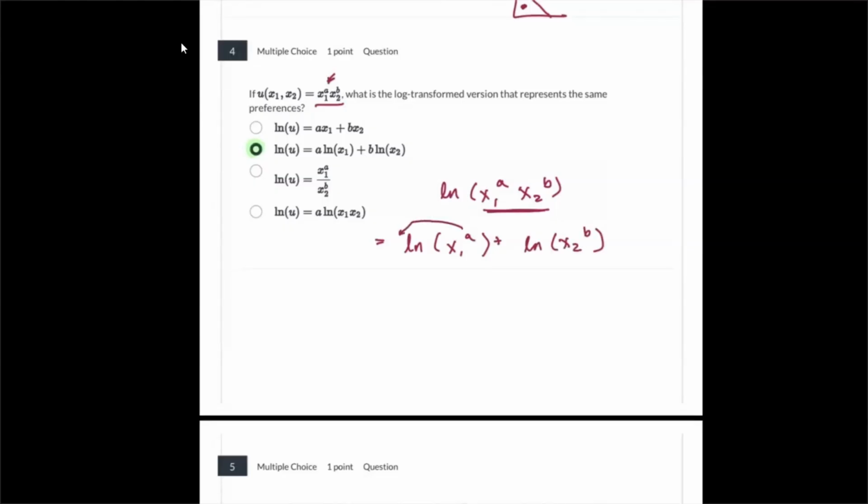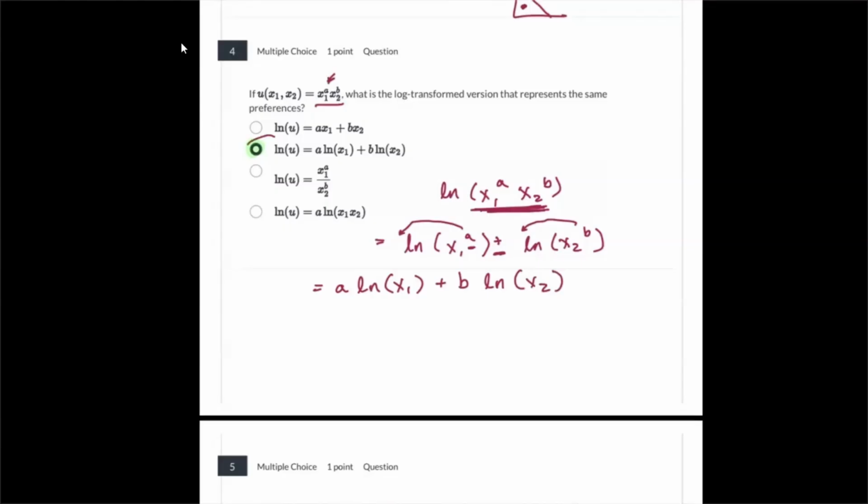And then the next rule that we'll use is the log exponent rule, which says that you can take exponents and bring them out to the front. The natural log turns multiplication into a sum, and it turns exponents into a product. So that'll simplify to A ln x1 plus B ln x2.